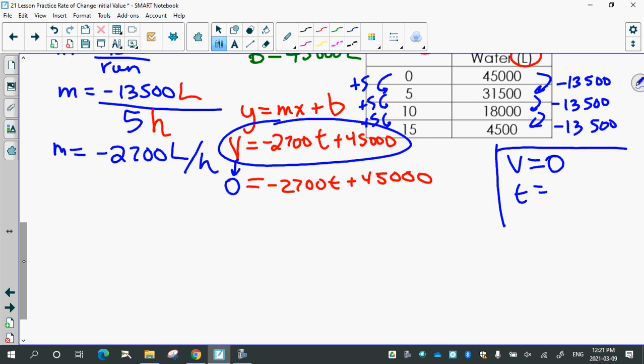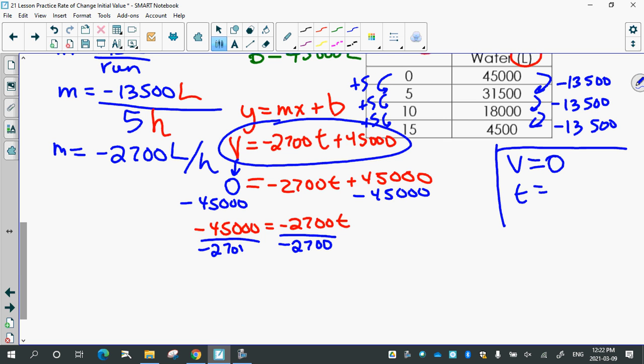I'm going to subtract 45,000 on both sides. And divide both sides by negative 2,700. And I get that the time is, two negatives make a positive, so that's a good sign. You divide them. Approximately 16.7 hours.